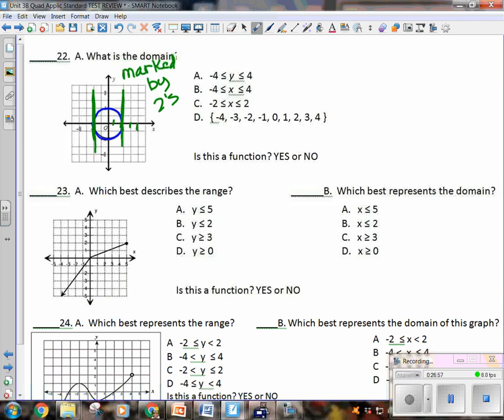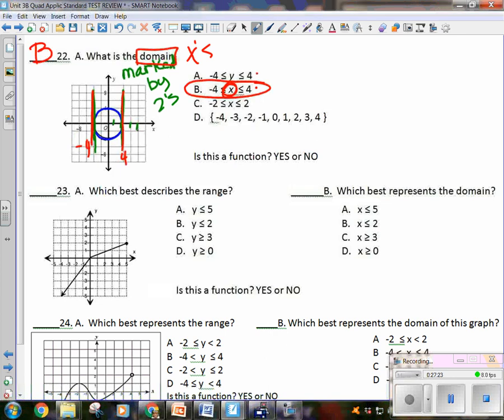So if I'm talking about the domain, I'm focused on the x's. So that would be negative 4 and positive 4. And because that's a line, that would be every number between negative 4 and positive 4. But which one is the most correct? Answer: x in the middle, because you're talking about domain. So B is the correct one. Is this a function? No, it fails the vertical line test.